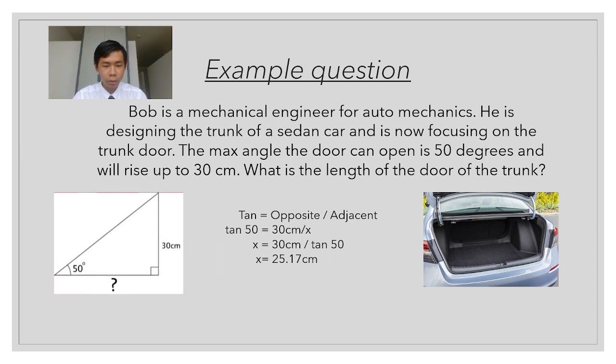Let's see here. Now we have the opposite side, right? And now what are we going to find? We're going to find the adjacent side, right? So the formula we're going to use is TOA, which means we're going to use tan. So tan equals the opposite side divided by the adjacent side. Now we will convert the values into the formula. So tan 50 equals 30 cm divided by x, because x is the thing that we need to find, and x is the adjacent, the length of the door for the trunk.